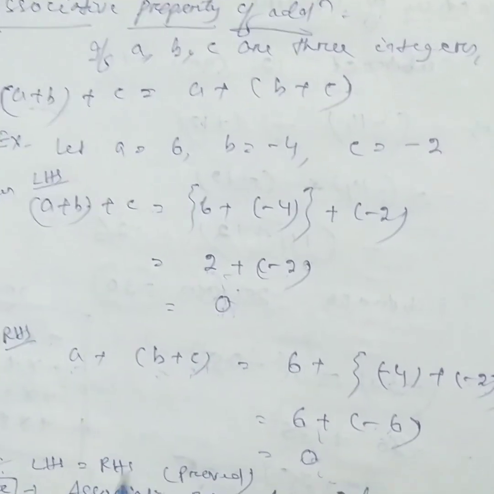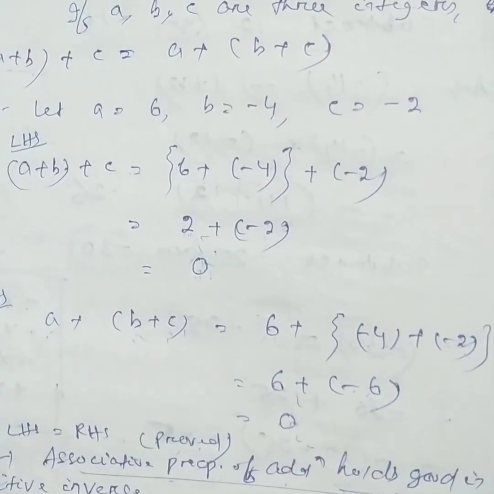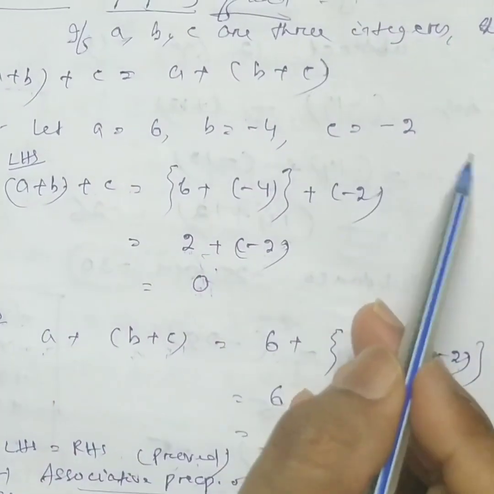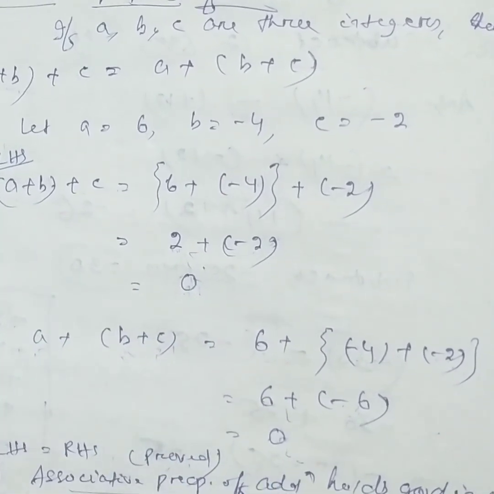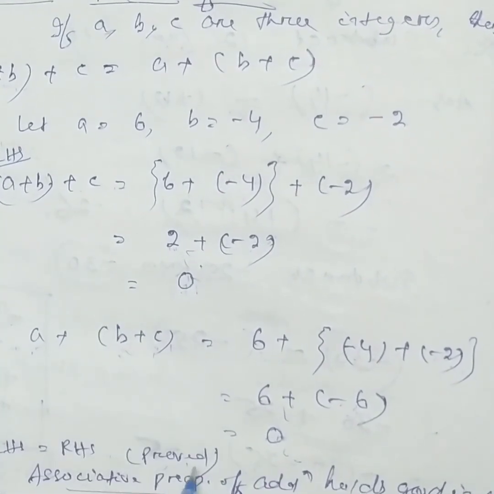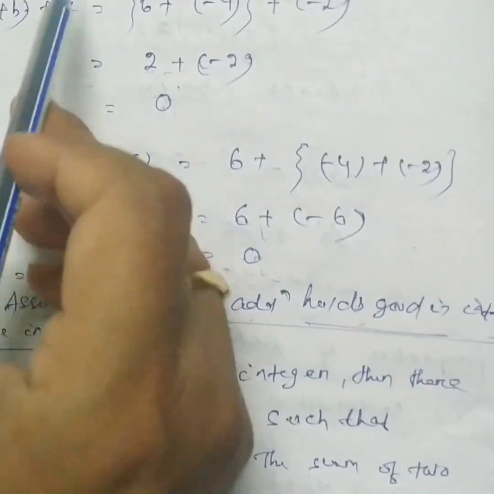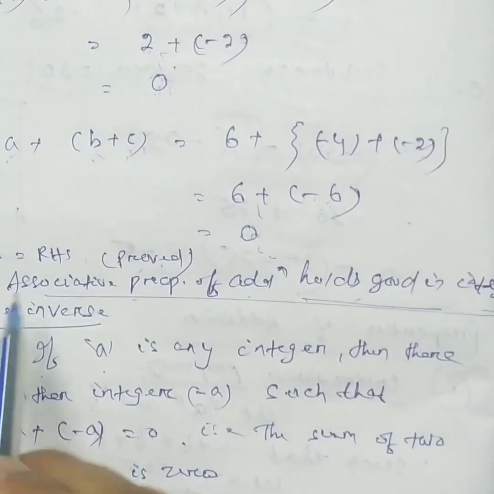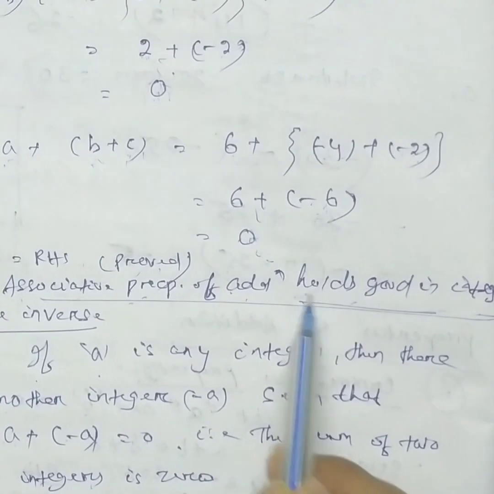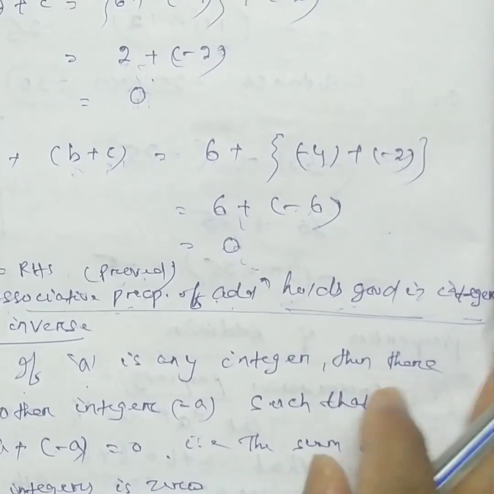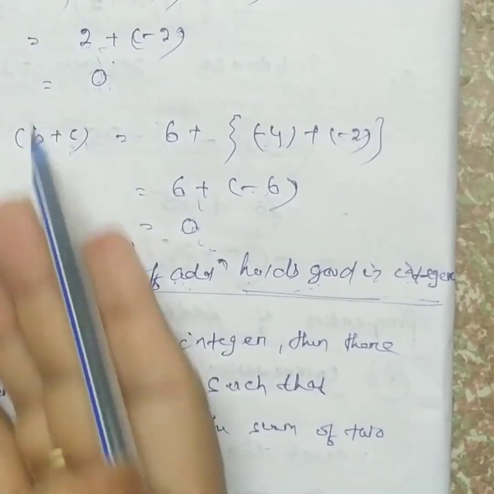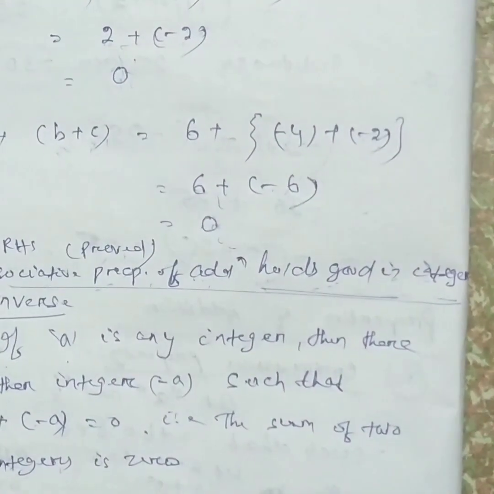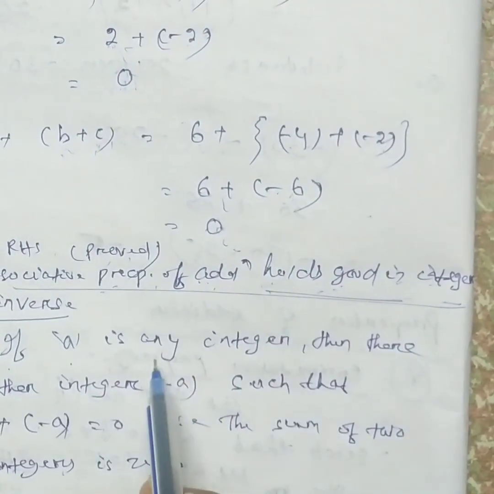So LHS proved. Similarly, you can take other examples of A, B and C at home, try at home and see whether this LHS and RHS are equal or not. It will definitely be equal on both sides. So what do we derive from this associative property? We have derived that the associative property of addition holds good in integers. As we have proved, this property holds good.